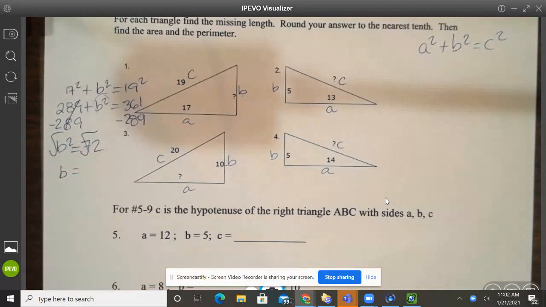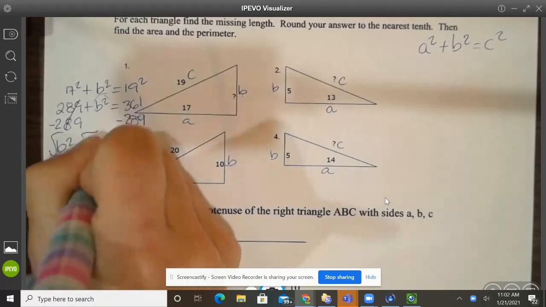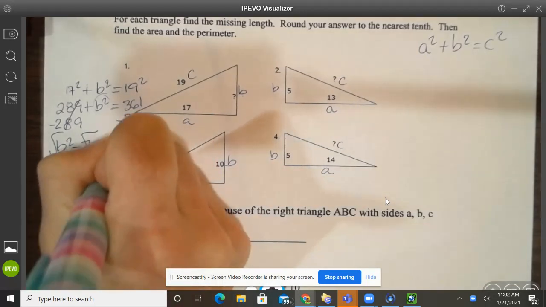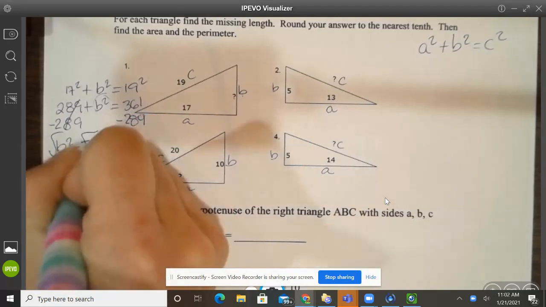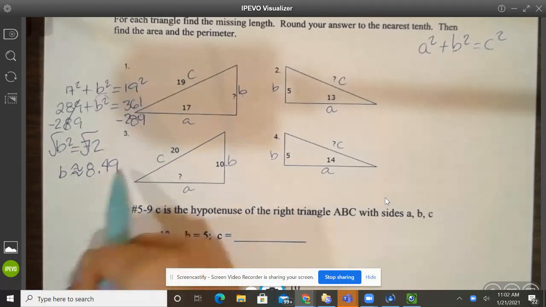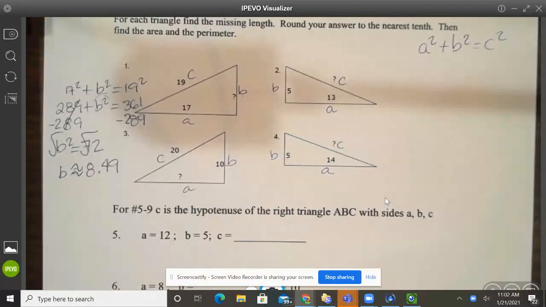So the square root of 72 is 8.49. Now, this is approximately, right? Because there's a bunch of numbers for the decimals, right? So we just round, usually round to the first or second decimal point. That's okay.